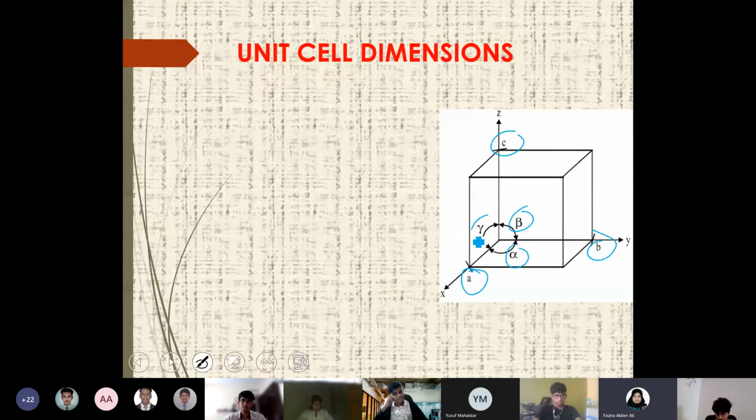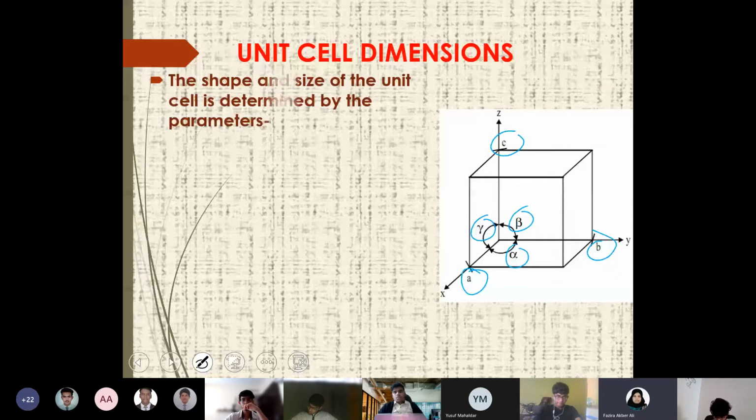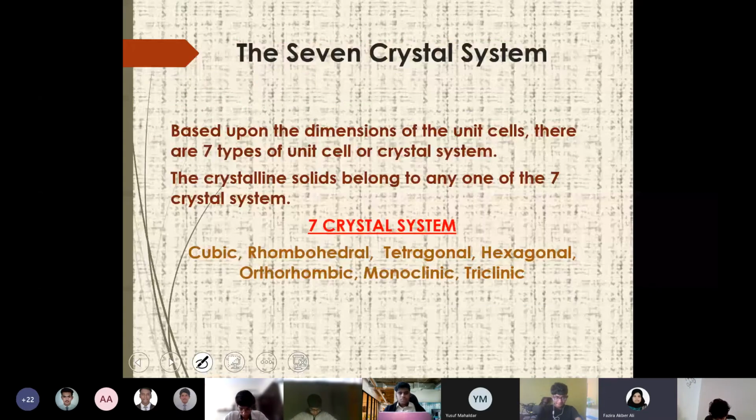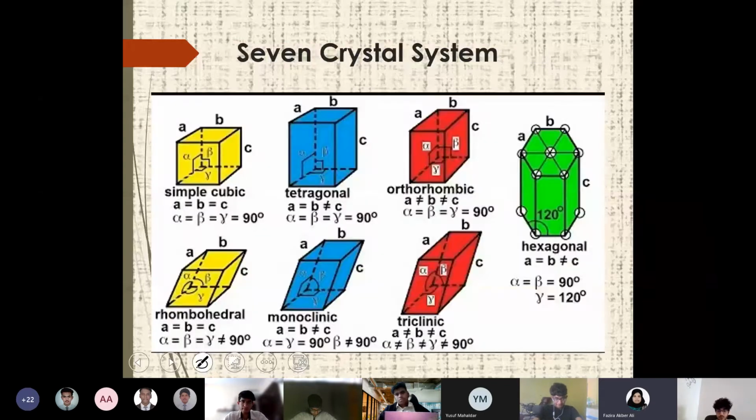So based on these 6 values, A, B and C, alpha, beta and gamma, the geometry of the unit cell can be of 7 different ways. That is why it is known as the 7 crystal systems based on the parameters. So till here we have discussed different possibilities of the shape of a unit cell. We didn't discuss how the particles will be arranged inside the unit cell.